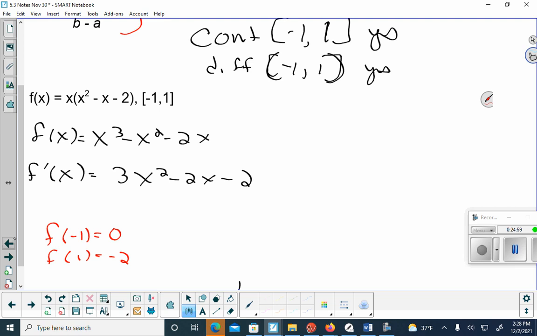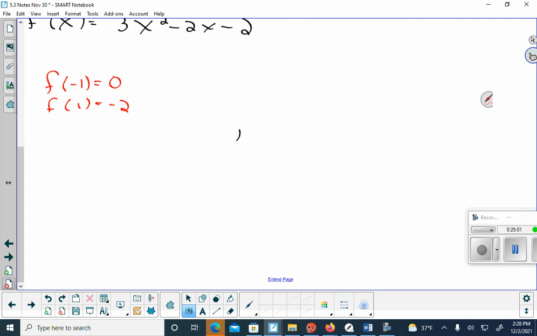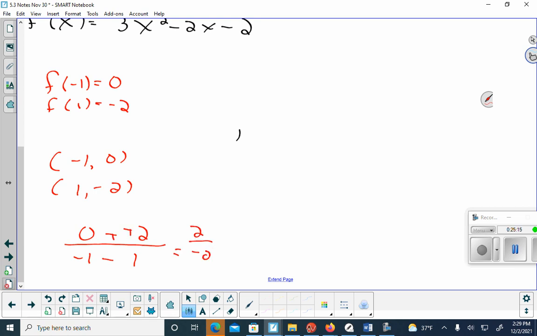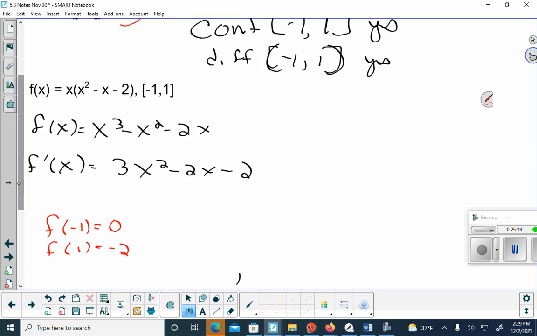So now I'm going to take the difference of the y. So I have this ordered pair, negative 1, 0. This other ordered pair, 1, negative 2. The difference of the y's over the difference of the x's. So this will be 2 over negative 2, which is negative 1. So then I'm going to take my derivative, and now I'm going to set that equal to negative 1.